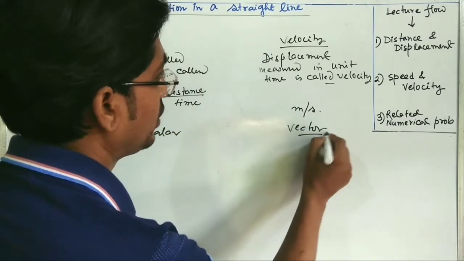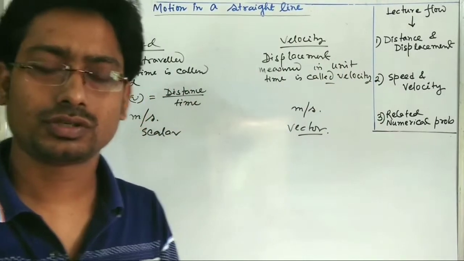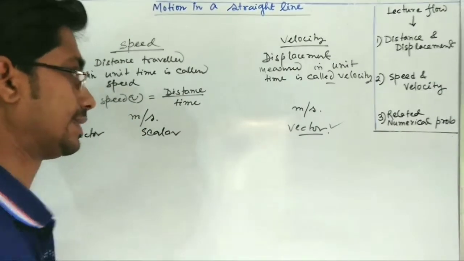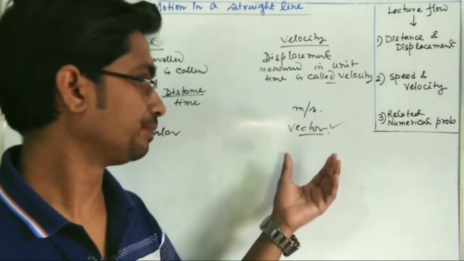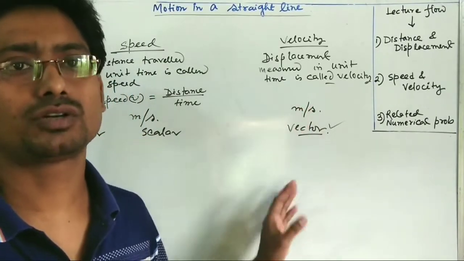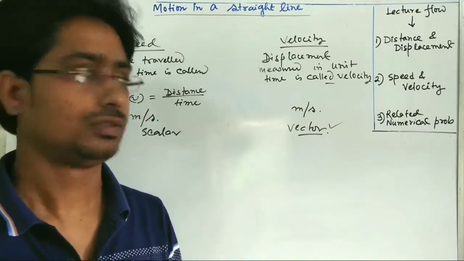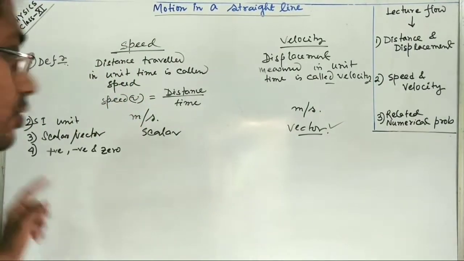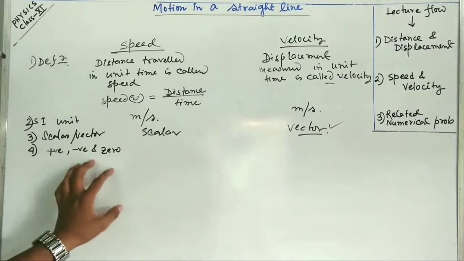Vector, because I told you displacement is a vector quantity, so displacement by time will also be a vector quantity in a particular direction. So you have to consider not only the magnitude but also the direction. So it involves both magnitude and direction. Number 4. Now the fourth point: positive, negative and zero.